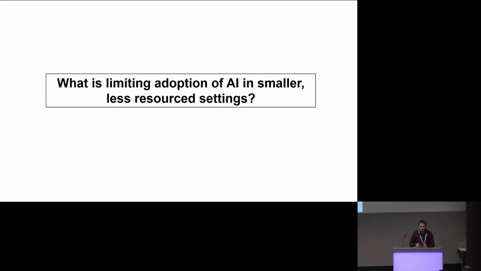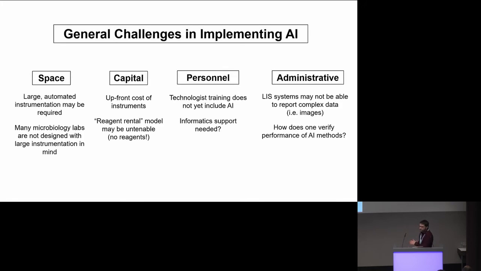Now, I think here we have a bit of a bias towards having AI in our labs because we're in larger academic settings. But if you go to a random hospital in the United States, you're less likely to find artificial intelligence. I just wanted to quickly go through some of the reasons why I think that's the case. And one of the biggest ones is literally space.